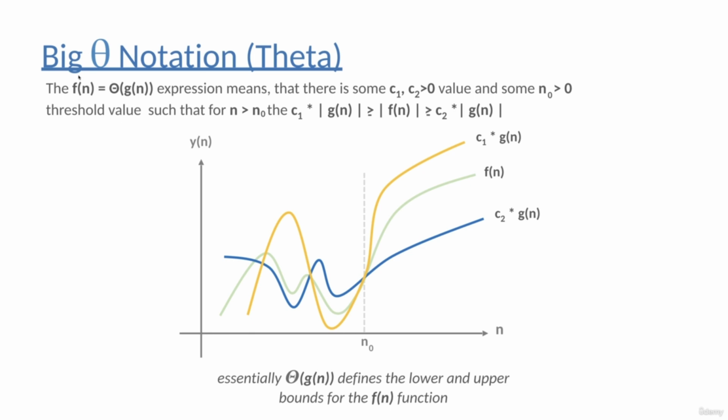So we can come to the conclusion that f(n) equals Theta(g(n)), which means that we can find c1 and c2 constant values, these are larger than 0, and some n0 threshold, such that for n larger than n0, the f(n) function value that represents the running time of the algorithm is smaller or equal than c1 multiplied by the g(n) function, and it is larger than c2 multiplied by the g(n) function, and we are dealing with the absolute value of these functions, which means that the upper bound of the f(n) function is c1 multiplied by g(n), and the lower bound for the f(n) function is c2 multiplied by the g(n) function. So essentially, big Theta defines the lower as well as the upper bounds for the f(n) function.